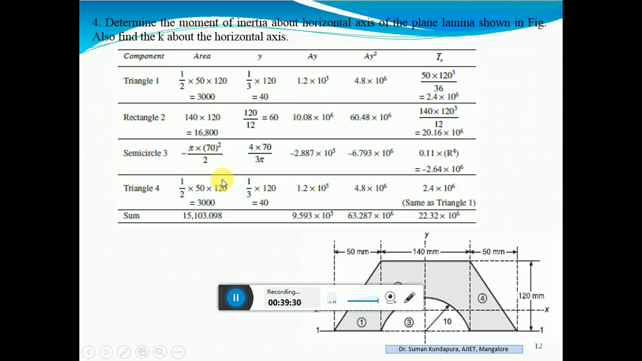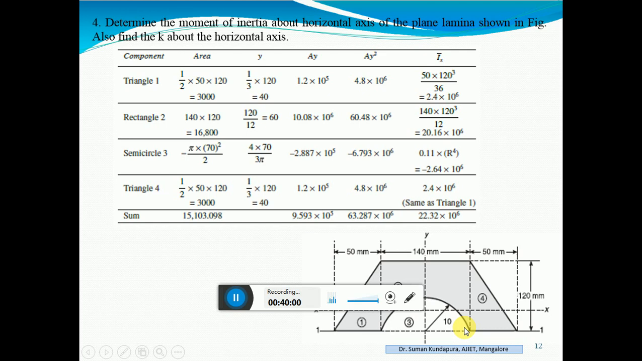This is the reference axis. 1 is the reference axis. When I say horizontal axis of the plane, that is xx, please note I need to find Ix bar, and from there about the horizontal axis, Ix bar divided by this area will give you Kx. So you are supposed to find Ix bar and Kx. In this figure you can see this is the cutoff portion.